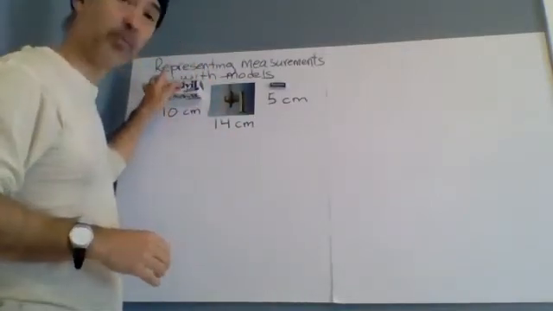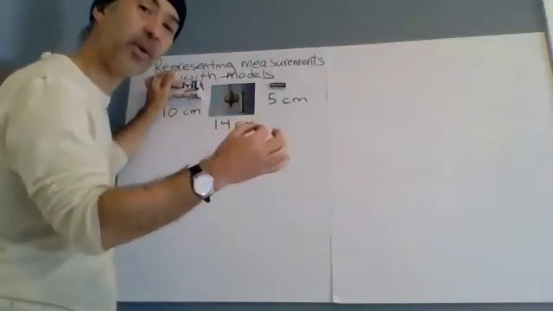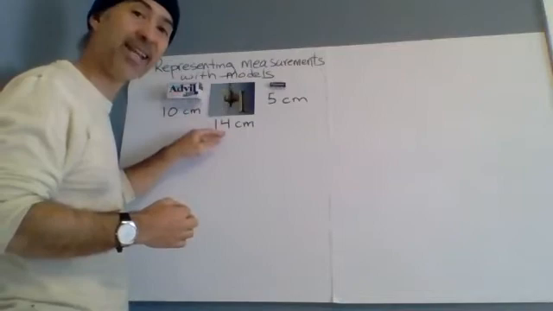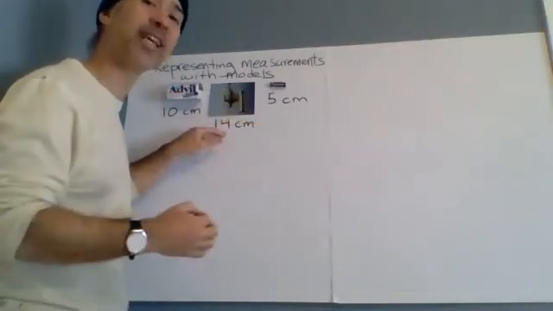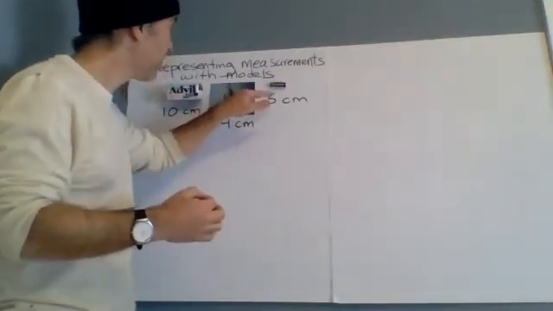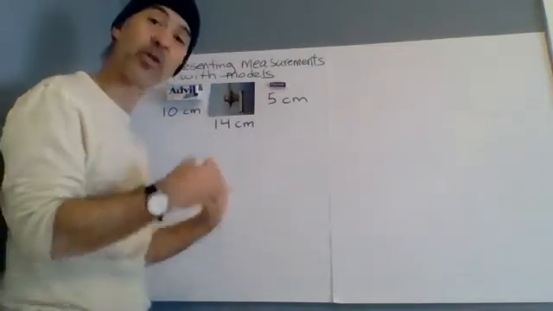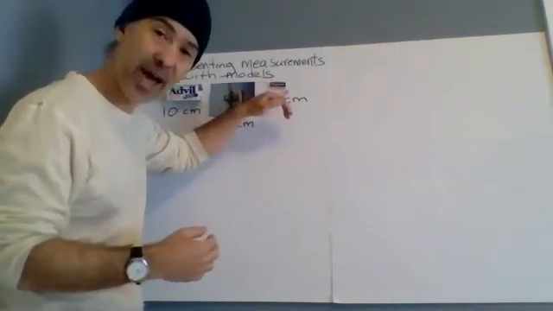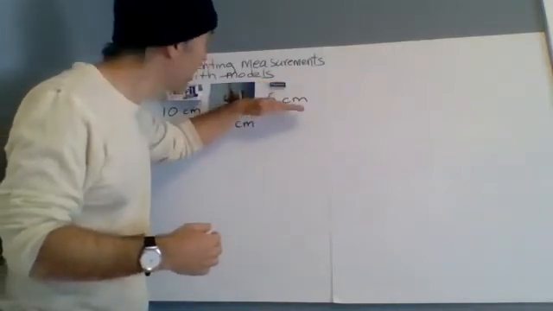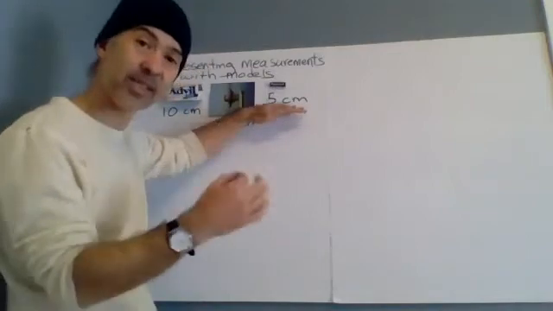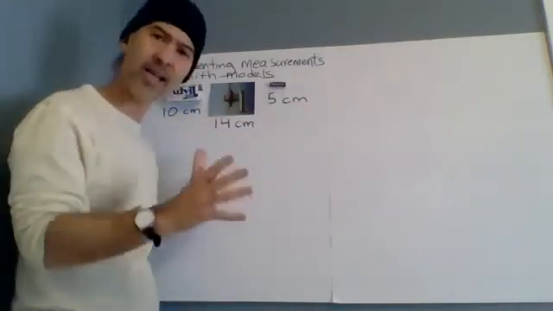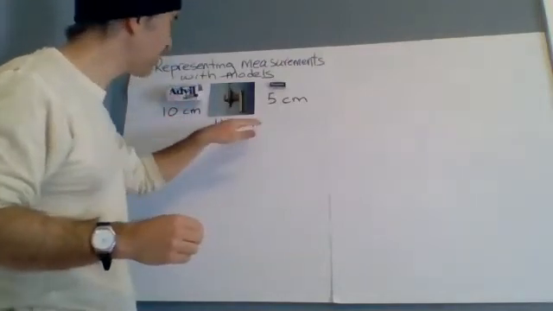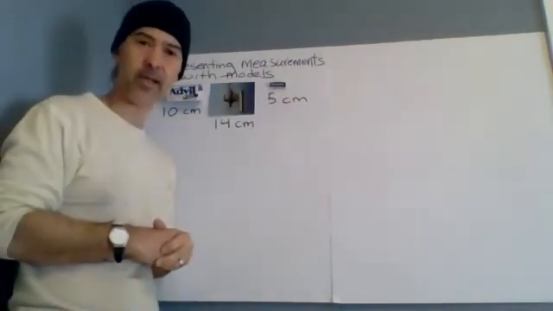So I measured this box, and the nearest centimeter was 10 centimeters. Then I measured this postcard, and it came very close to 14 centimeters. So the nearest centimeter was 14. And I measured this battery. This battery came to 5 centimeters to the nearest centimeter. So I have my data now. I have three measurements: 10 centimeters, 14 centimeters, and 5 centimeters.